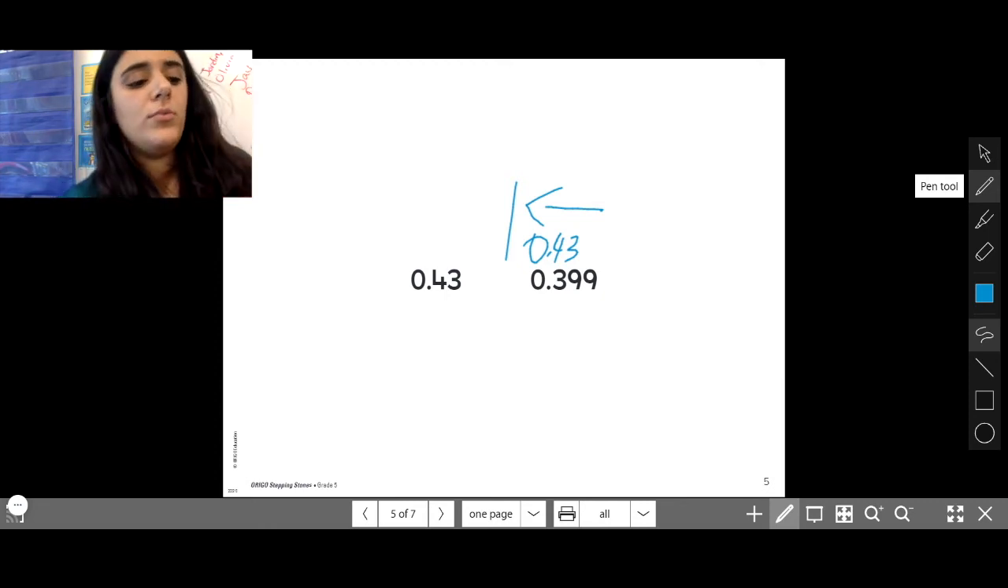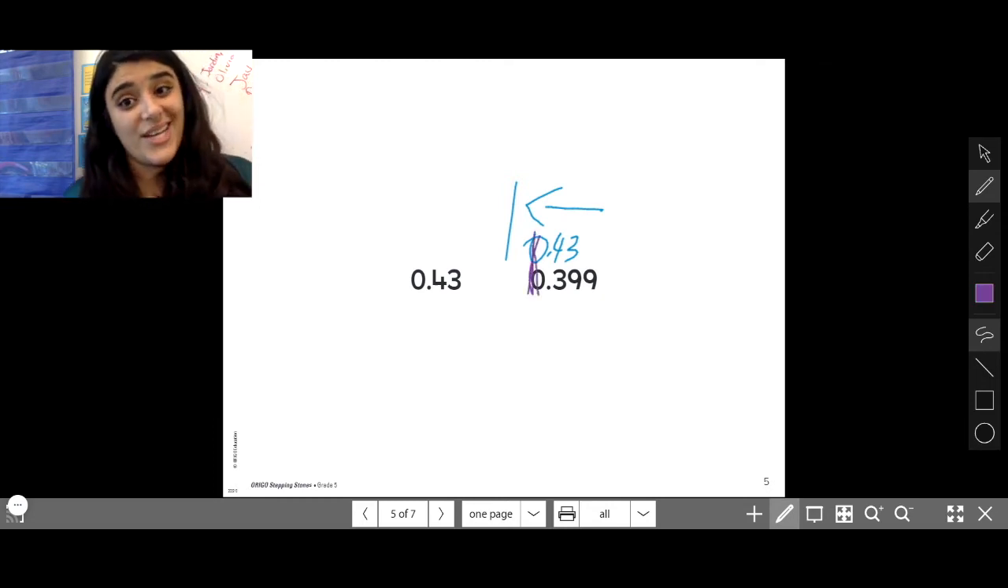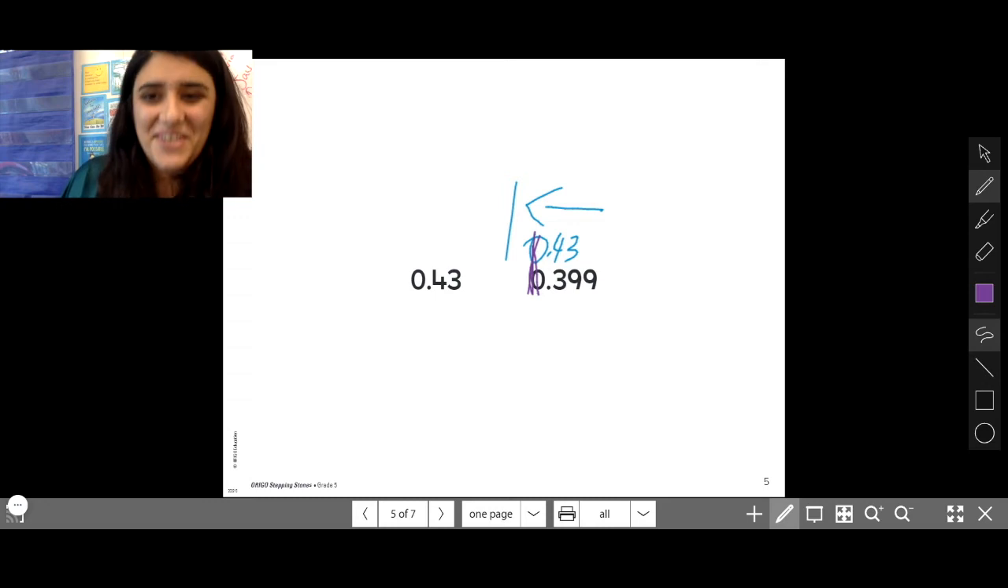Nope, you're right. They have no value there. That's a 0, so they're the same. So we're going to have to go to the next one. What's our next place value? The tenths. That's right, the tenths.